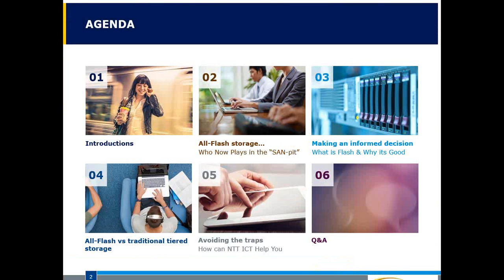So what we'll cover in the next 45 minutes to an hour is a little introduction if you're not aware of who NTT ICT are and what we do, a little introduction about myself. Then we'll get into what is actually all-flash storage and who are the players in this space. Some of them you all know and love. Others you may not have heard of before, so it's good to know who they are.